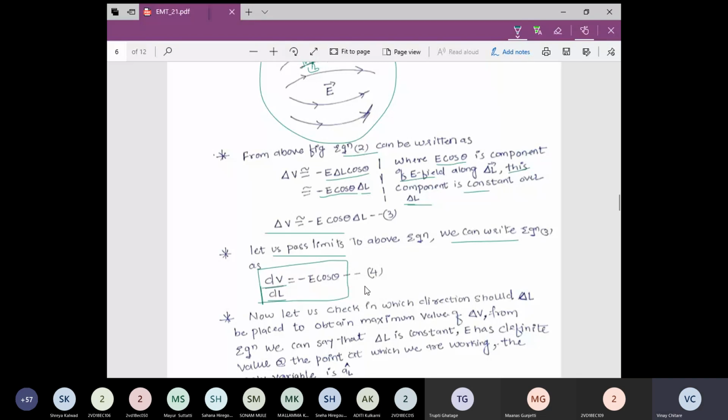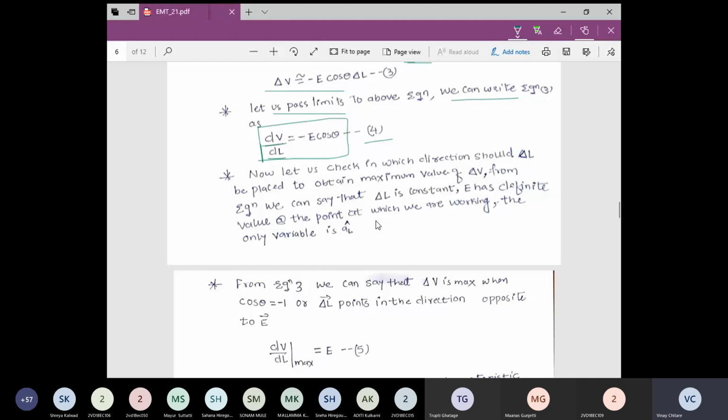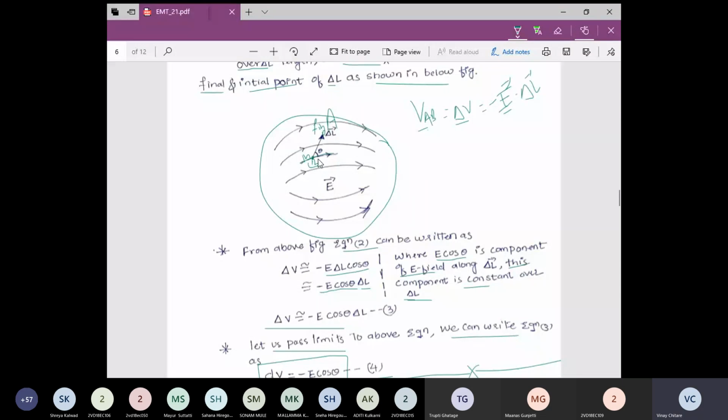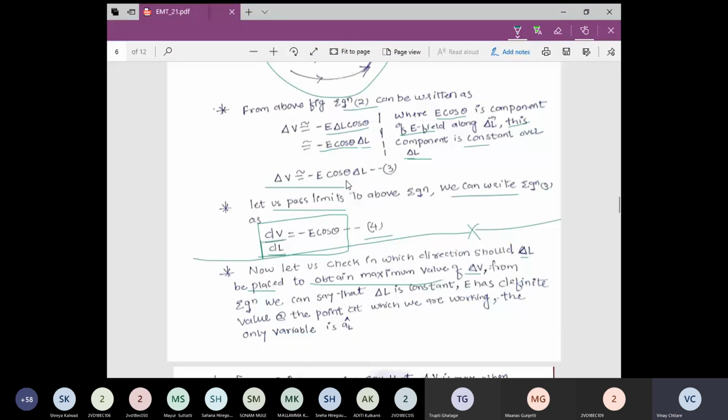So we got this relationship, we got this equation dV by dl equal to minus E cos theta. Now from here, we are going to ask one question. Let us check in which direction should delta L be placed to obtain the maximum value of delta V. The question is, for this figure, in which direction should delta L be pointed so that we get a maximum potential difference?